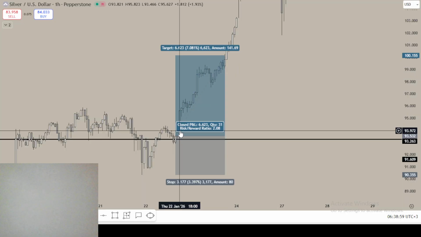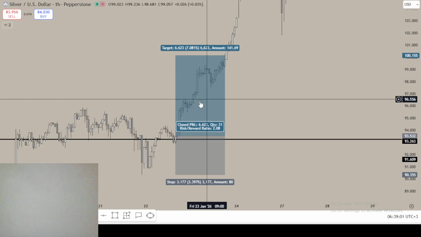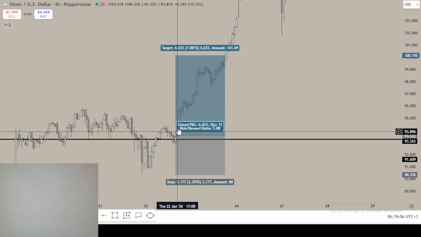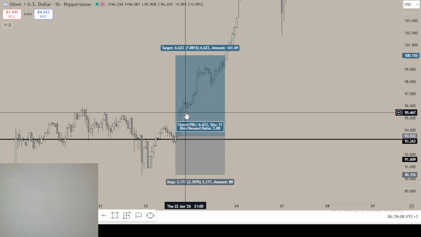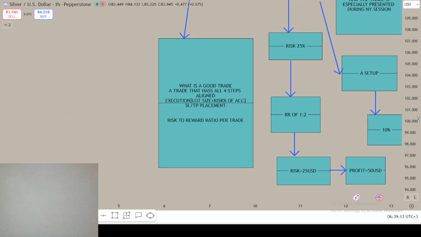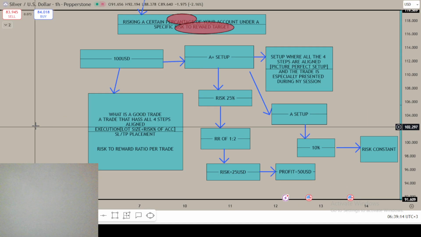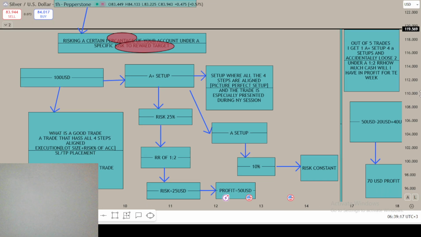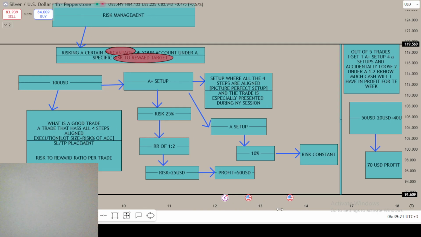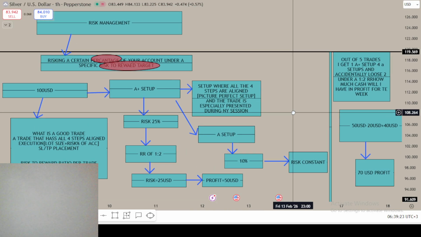Because every market, this is silver, every market has its own heaviness or volatility. This one has heavy volatility. This is what I mean by an A++ setup. Those are extremely good setups that can change your life completely. That is what I mean when I say A++ setup.